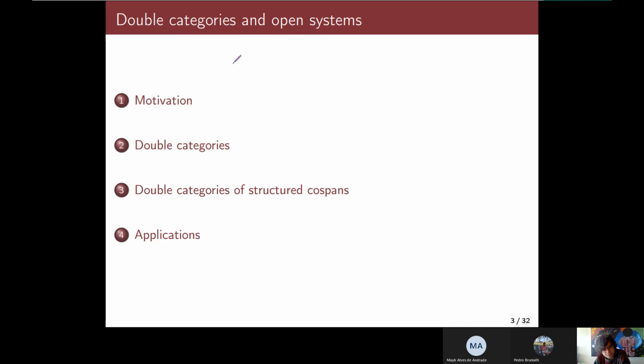So this is the rough outline of the talk. You have some motivation. Then I won't assume anything on double categories; I will say the things we need to think about on double categories. And then the point is that we have double categories of structured cospans, which we can think of as double categories of open systems, and delve into some applications.